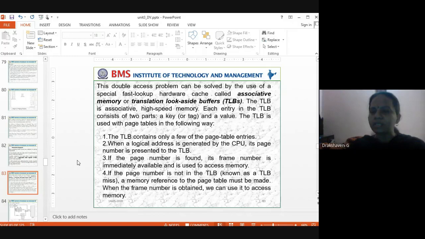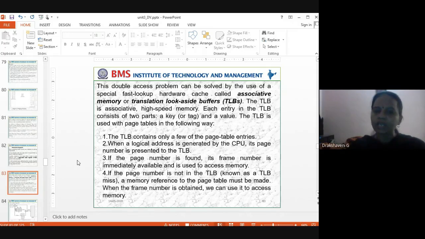What does TLB stand for? Translation look-aside buffer. The TLB is associative high speed memory. Each entry in the TLB consists of two parts, a key and a value. The TLB is used with the page table in the following ways. How is this TLB used? The TLB contains only a few of the page table entries.